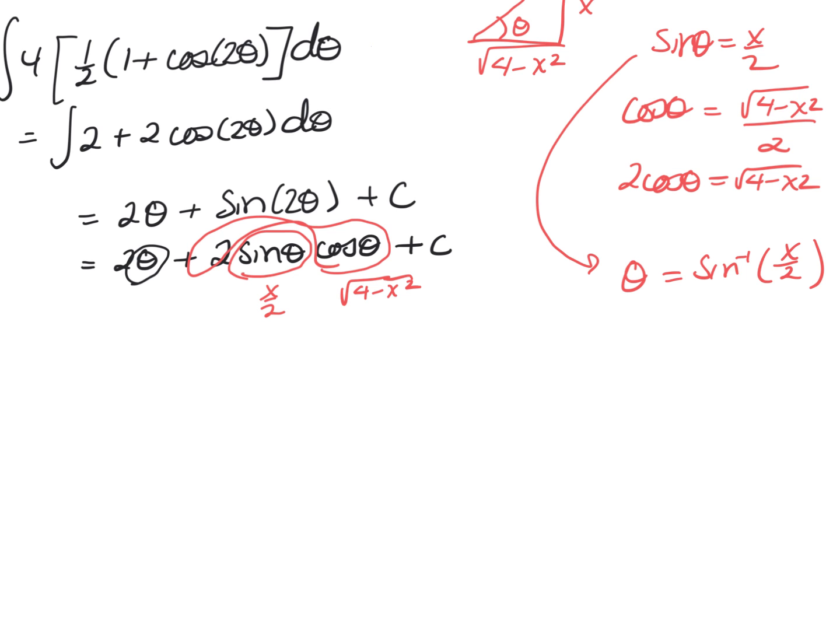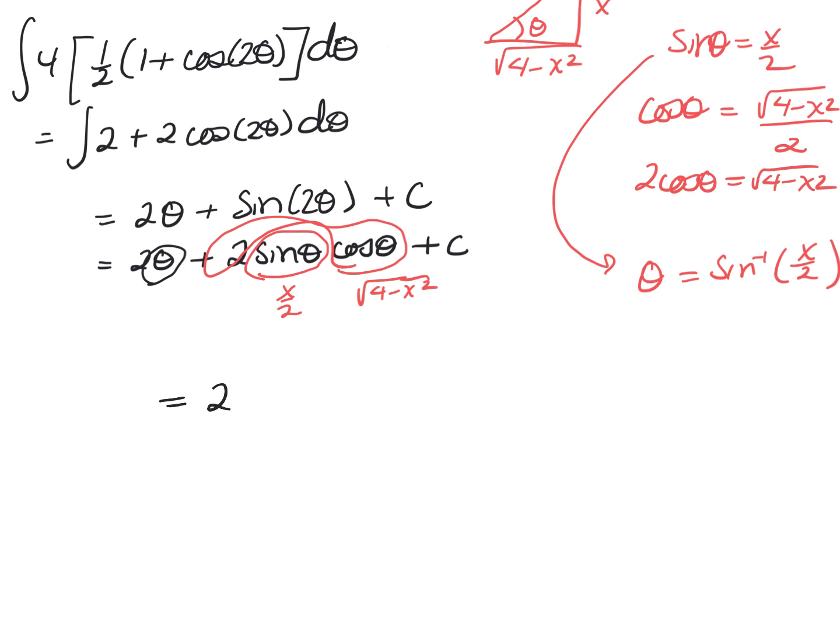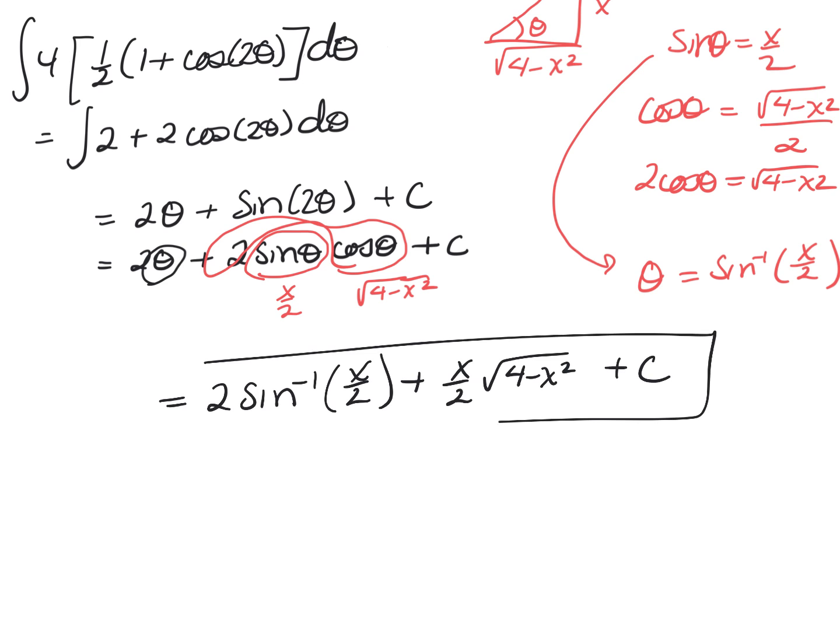My final answer is 2 the sine inverse of x over 2, plus x over 2 multiplied by the square root of 4 minus x squared plus c. And that is my final answer. Let's take a look at another one.